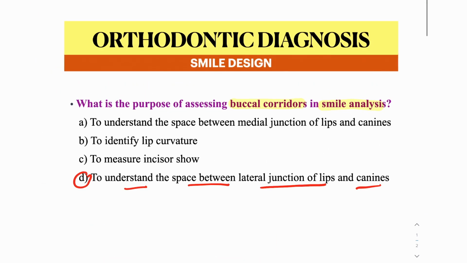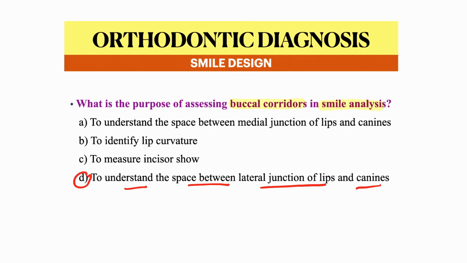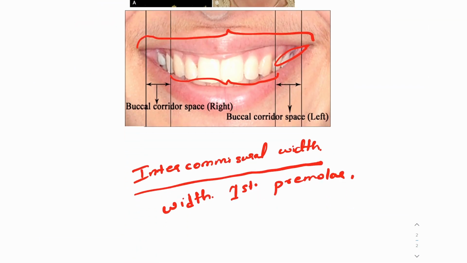Now people might think of the space between the medial junction. No, there is nothing like a medial junction of your lips. That was just to confuse you. The answer is the lateral junction, not lip curvature or incisor. So basically it is the dark space in the arch, to identify the dark space in the arch.